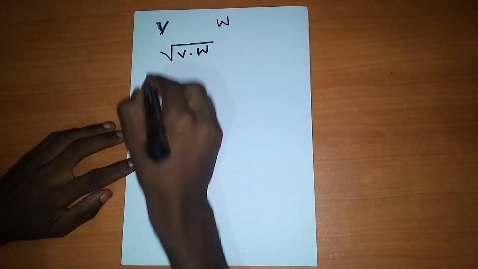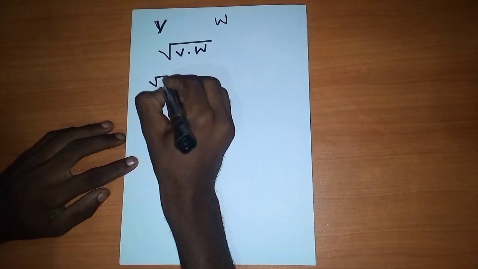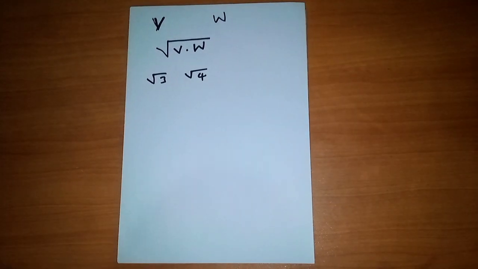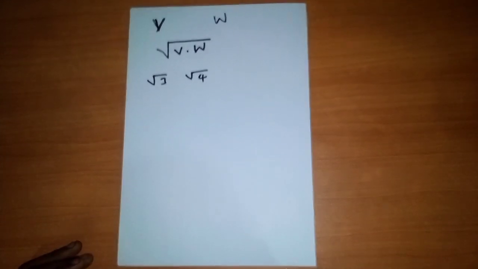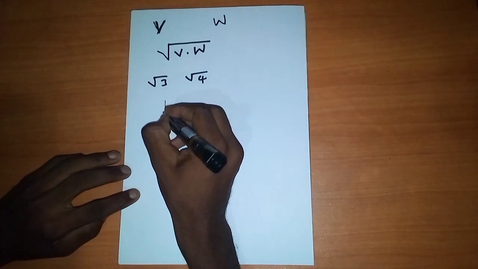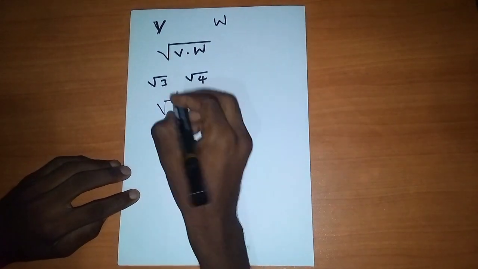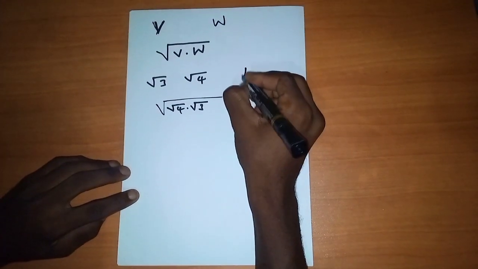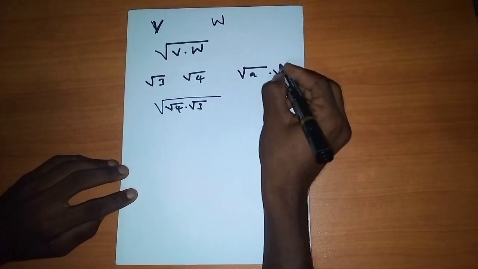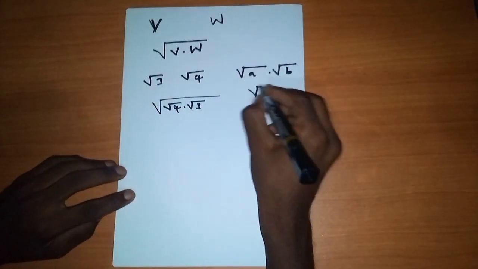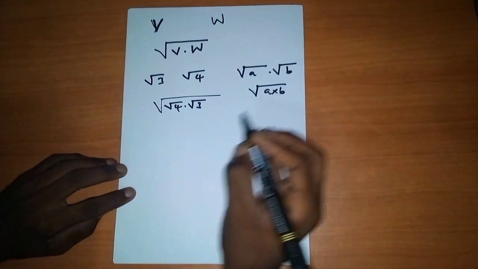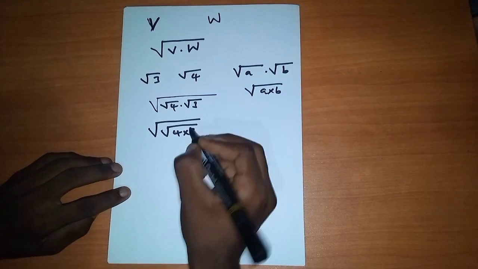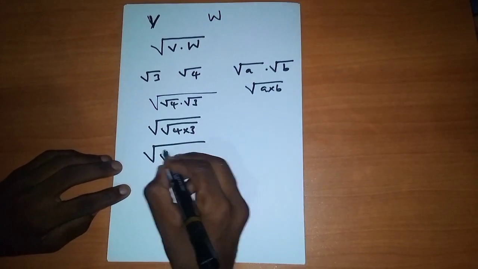Let's say you've been given the root of 3 and the root of 4, and they're asking you to find the irrational numbers existing between these two numbers. What are you going to do? You're simply going to take the root of 4 times the root of 3, and you know that the root of A times the root of B is simply going to be the root of A times B. So in this case, you are going to have the root of 4 times 3, which is the root of 12.